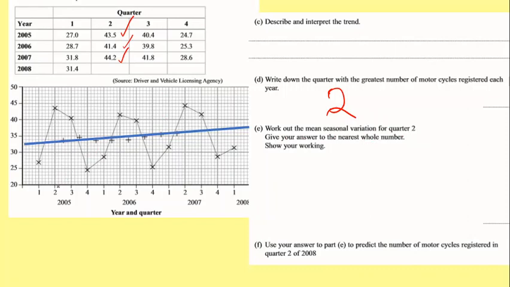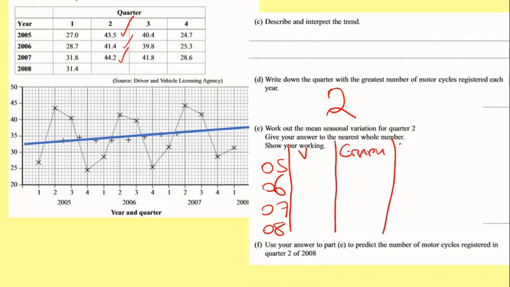For your mean seasonal variation, I need to read off what I predicted for each one to see the difference from my table. So I'm going to put 05, 06, 07, and 08 even if I don't need it. I'm going to put actual value, and here from the graph, and I'm going to put difference, because the difference is really my seasonal variation. My actual value from 05 is 43.5, and then 41.4 and 44.2. I don't have anything for 08, but I'm leaving it there just in case I need to do a prediction, which I'll be honest with you, I probably will do. And from my graph, and you can have a little bit of leeway, I've got 33.